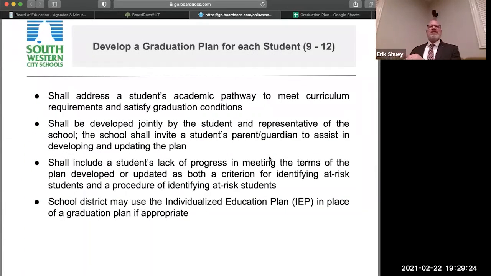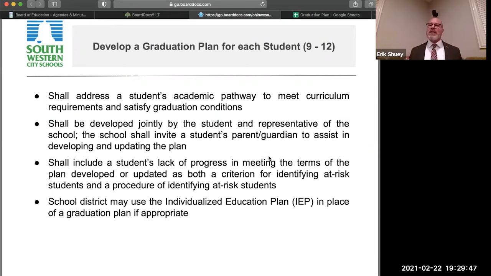So that takes us to developing a graduation plan for each student, 9 through 12. And here's the trick. We have a college career readiness advising policy that we're supposed to function under. We also have the student success plan. We have the at-risk notification, and then we have the graduation plan.